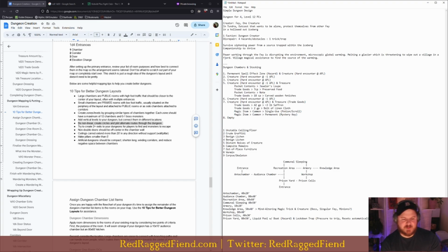We talked about maybe something in the workshop, like something went wrong in the workshop. I like that. So I think this permanent spell effect and the hard encounter is going to be in the workshop.